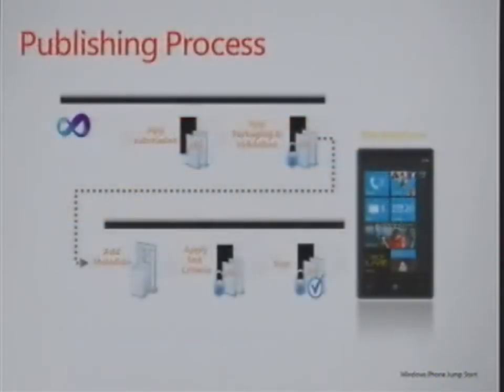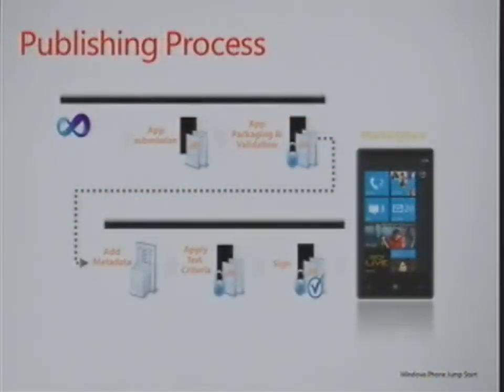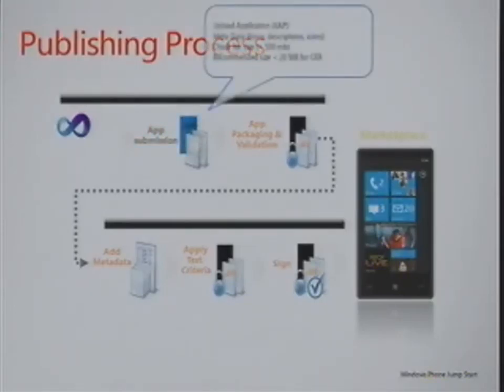easier. So there are 3 different pillars: technical validation, policy validation, and market validation. All of these types of validations are in documents up on the site, so there are no surprises as to why something got rejected. I'm not going to go deep into each of these, but I want to go through the process. I think Kenny had something up here earlier on this process. I want to touch on a couple things.